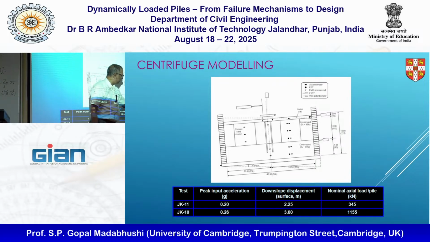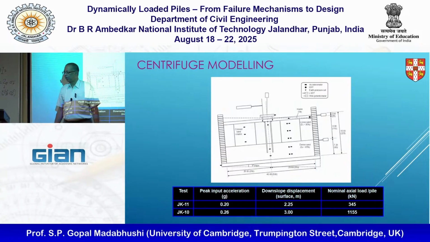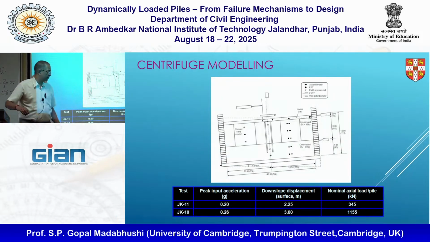But the loads are, one is 345 kilonewtons, the other one is 1155 kilonewtons, which is a factor of 3 times more, roughly. So we are deliberately going past what normally people would use as a factor of safety in pile design. Normally you apply a factor of safety between 2 and 2.5. We said no, we will apply a load which is way above that.